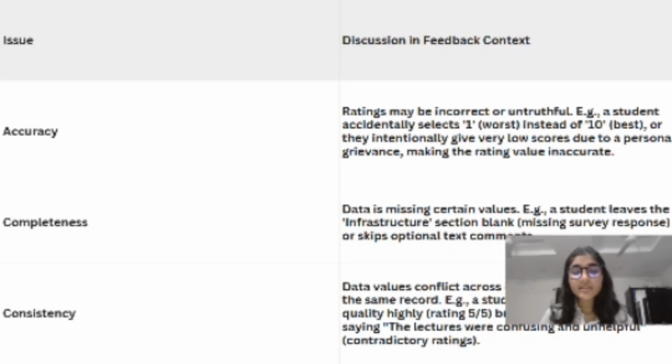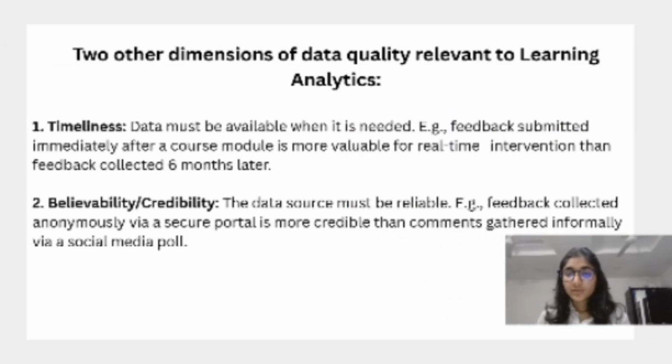Then the third issue is consistency. In this, the data values conflict across different sources or within the same record. Example: a student rates the teaching quality highly, but provides a text comment saying the lectures were confusing and unhelpful.